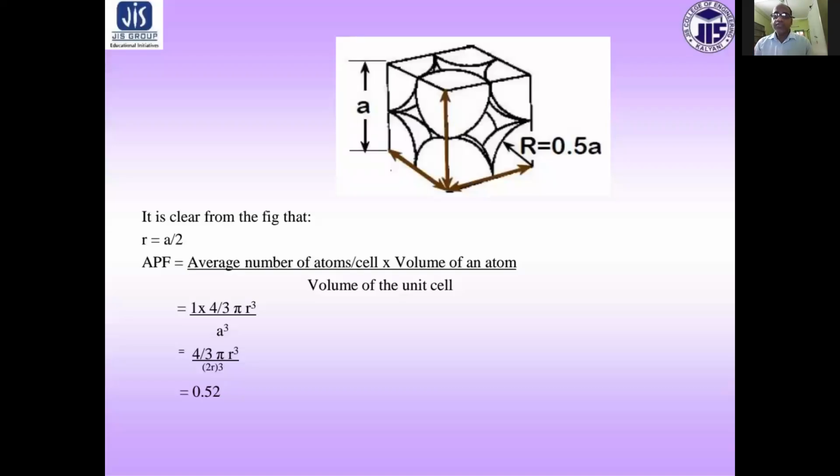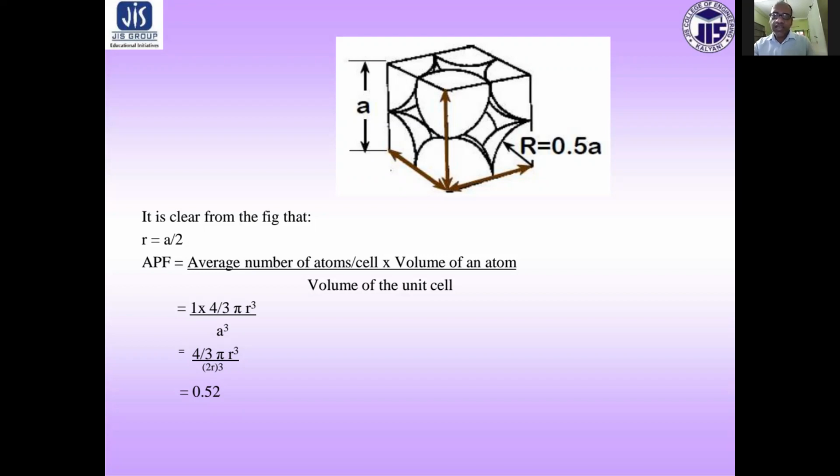So from the figure, it is clear that if two atoms touch each other in either direction in a unit cell, then R, the radius of one atom, is given by A by 2, where A is the lattice parameter of a simple cubic unit cell. Therefore, the atomic packing factor can be calculated as the average number of atoms per unit cell times the volume of an atom, divided by the volume of the total unit cell.